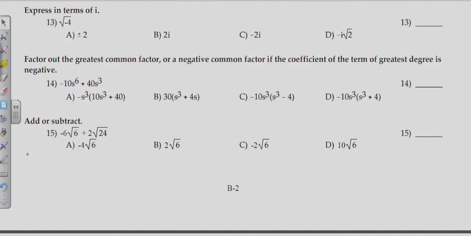Express in terms of i. I want this to be written as i, because we know the square root of a negative is not a real number. So we have to find a way. What is the way? Before you tell me the final answer, what is the way?